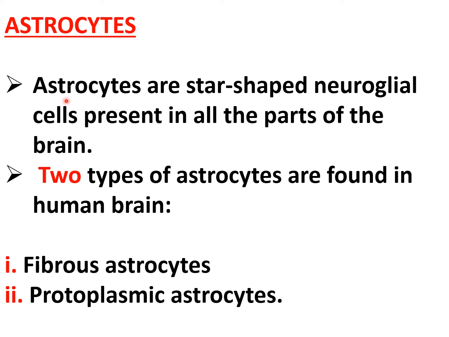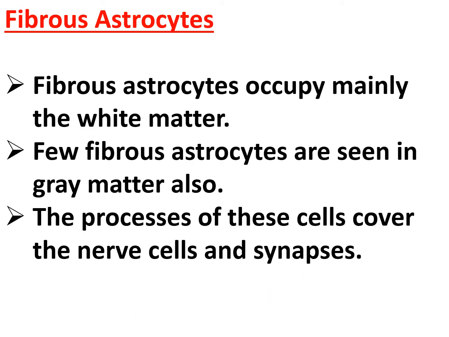So first of all, we discuss the astrocytes. So astrocytes are star-shaped neuroglial cells present in all the parts of the brain. Two types of astrocytes are found in the human brain: fibrous astrocytes and protoplasmic astrocytes. Fibrous astrocytes occupy mainly the white matter, and few fibrous astrocytes are also seen in the gray matter. The processes of these cells cover the nerve cells and synapses.